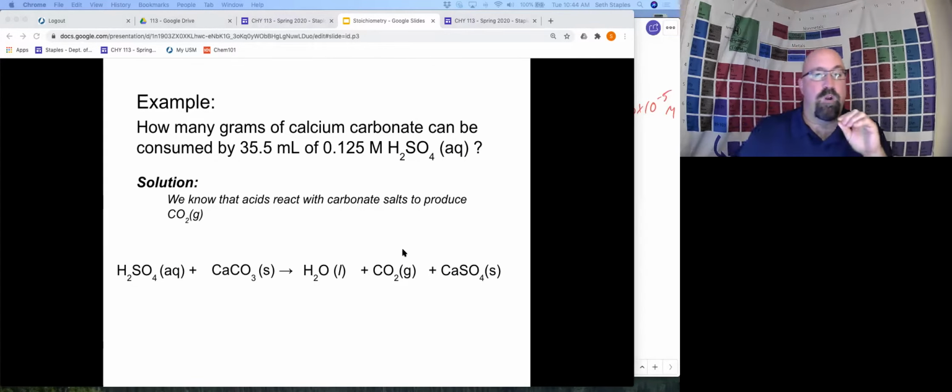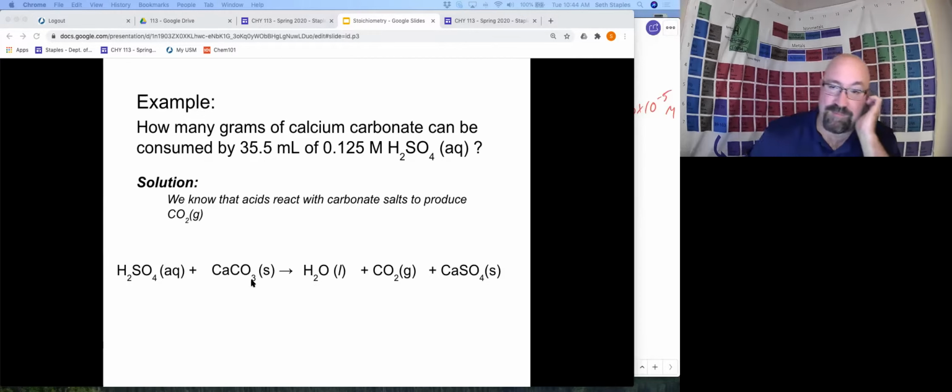And so here, we want to know how many grams of calcium carbonate can be consumed if we have 35.5 milliliters of a 0.125 molar sulfuric acid solution. Remember when we looked at gas-forming reactions earlier, we saw that one of our gas-forming reactions is the reaction of calcium carbonate with sulfuric acid, that will ultimately produce carbon dioxide gas. And so in this particular question, we have some solid calcium carbonate, and we want to know if we have 35.5 milliliters of 0.125 molar sulfuric acid, how much of this calcium carbonate can actually be consumed by that?